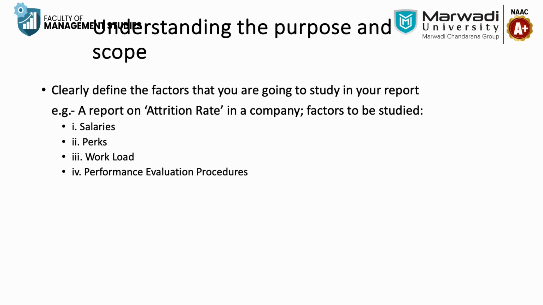First one, clearly define the factors that you are going to study in your report. When you are deciding about the purpose and the scope, all you need to do is define the factors that you are going to study in your report. So for a report on attrition rate in a company, for example, how many employees are leaving the organization? Then what factors will you study? You will see whether their salaries are fine, whether you are offering them enough perks, additional benefits. You will also check their workload, whether they are overloaded. Is that the reason why they are leaving the organization?